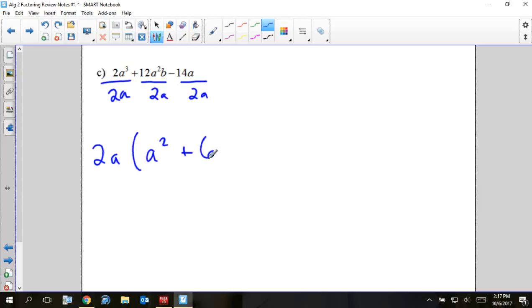What do I have left over with the variables? An a and a b. Minus. I'm taking 14 divided by 2, so that's 7. And I'm dividing the a by the a, so I have no a's left over. So that would be it.